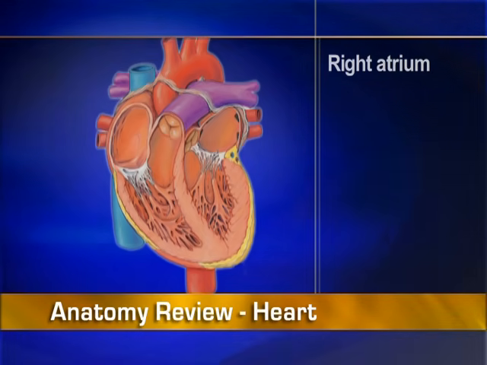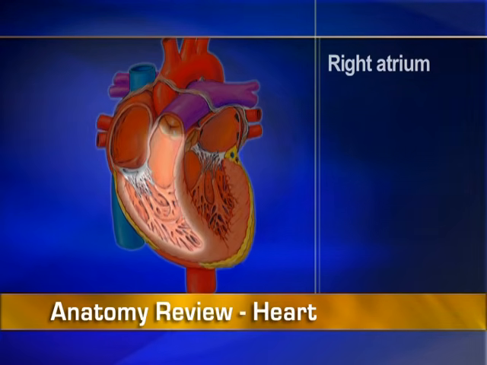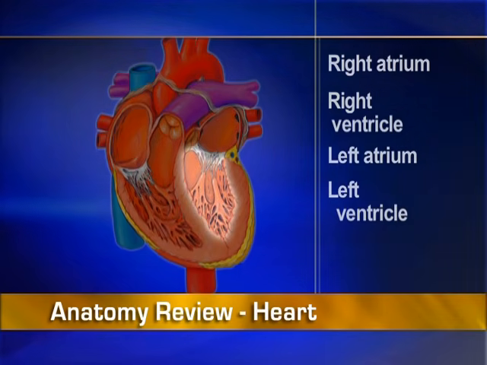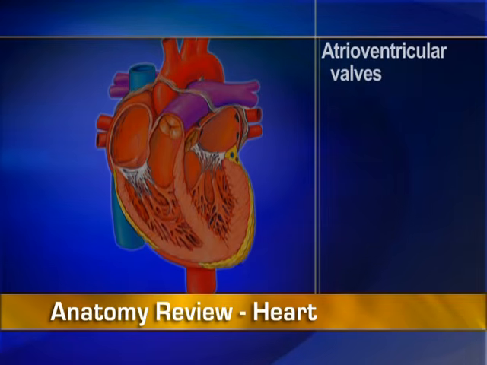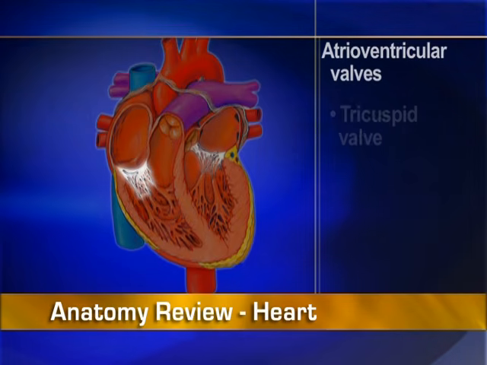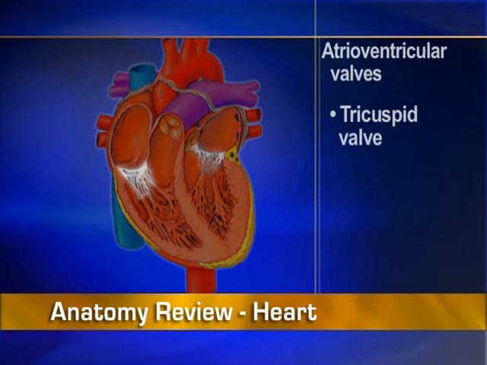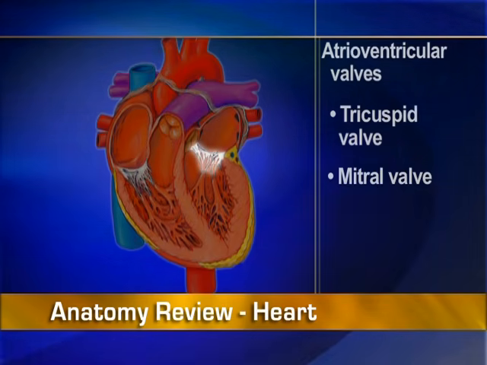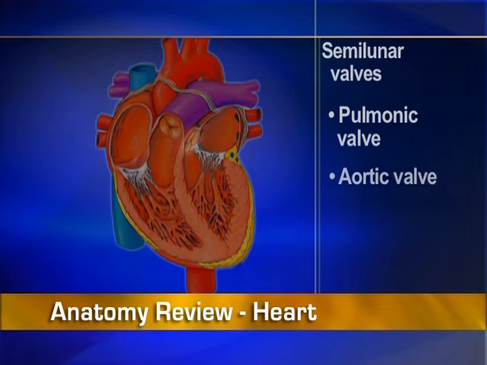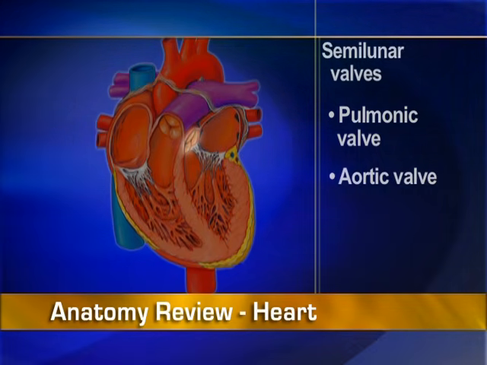The heart's chambers include the right atrium, right ventricle, left atrium, and left ventricle. The atrioventricular, or AV valves, separate the atria and ventricles. On the right is the tricuspid valve. On the left is the mitral valve. Two semilunar valves are set between the ventricles and the arteries. On the right is the pulmonic valve. On the left is the aortic valve.